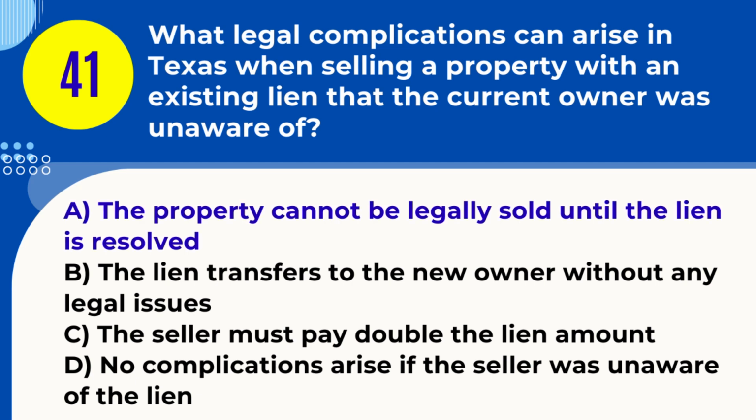Answer. A. The property cannot be legally sold until the lien is resolved. Explanation. In Texas, if there is an existing lien on a property, legal complications can arise during its sale. The property cannot be legally transferred to a new owner until the lien is resolved or cleared.